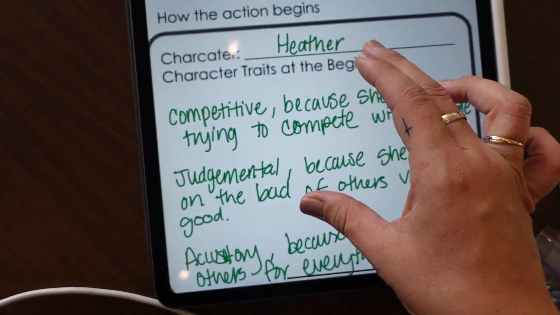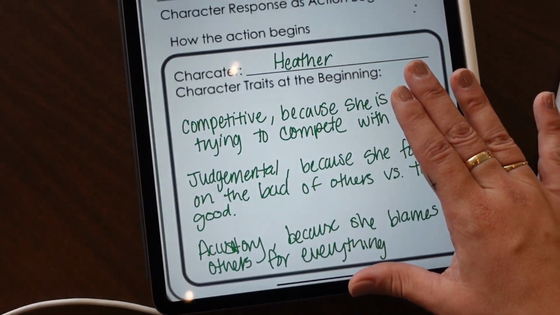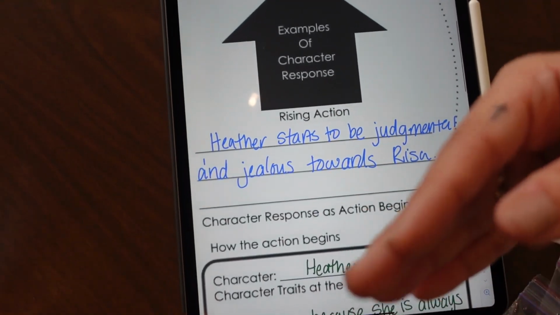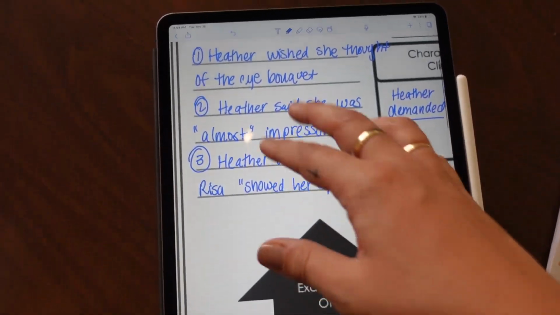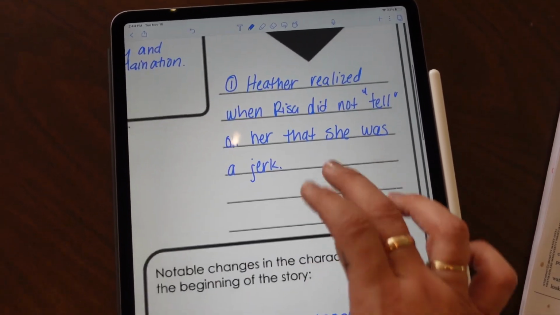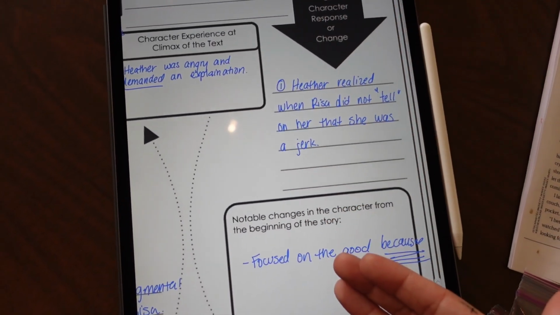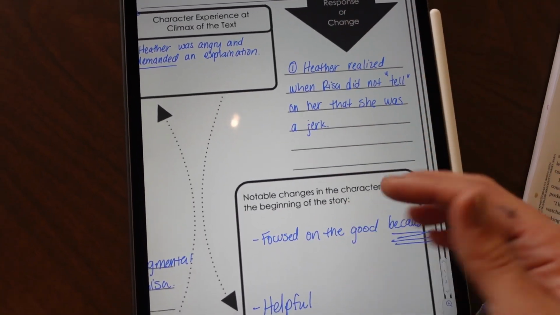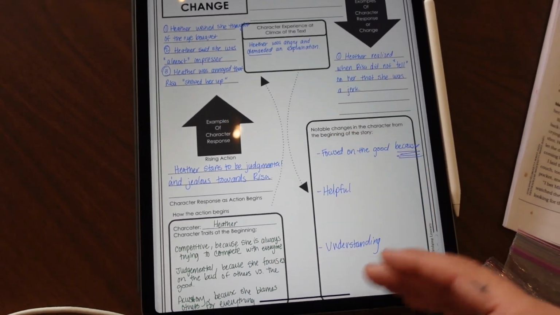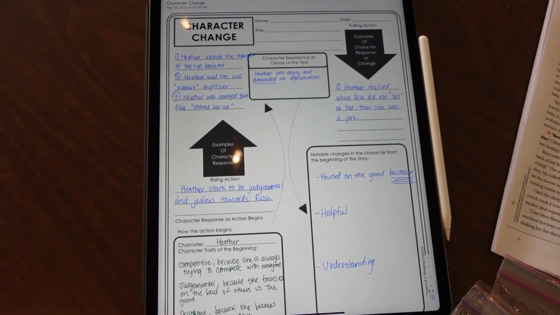Students got to talk about, what are the character traits of Heather? How did she react to the inciting incident? How did she react to the rising action, the climax, the falling action? And then this is ultimately what causes her to change from the beginning to the very end. We didn't get to finish this piece here, but the students seemed to really understand it.